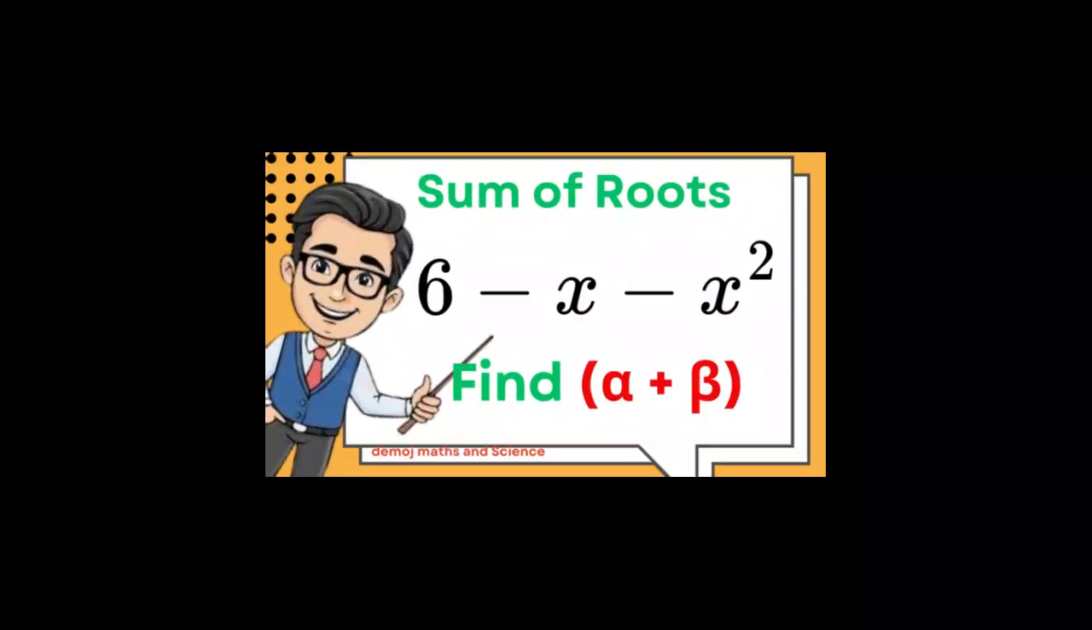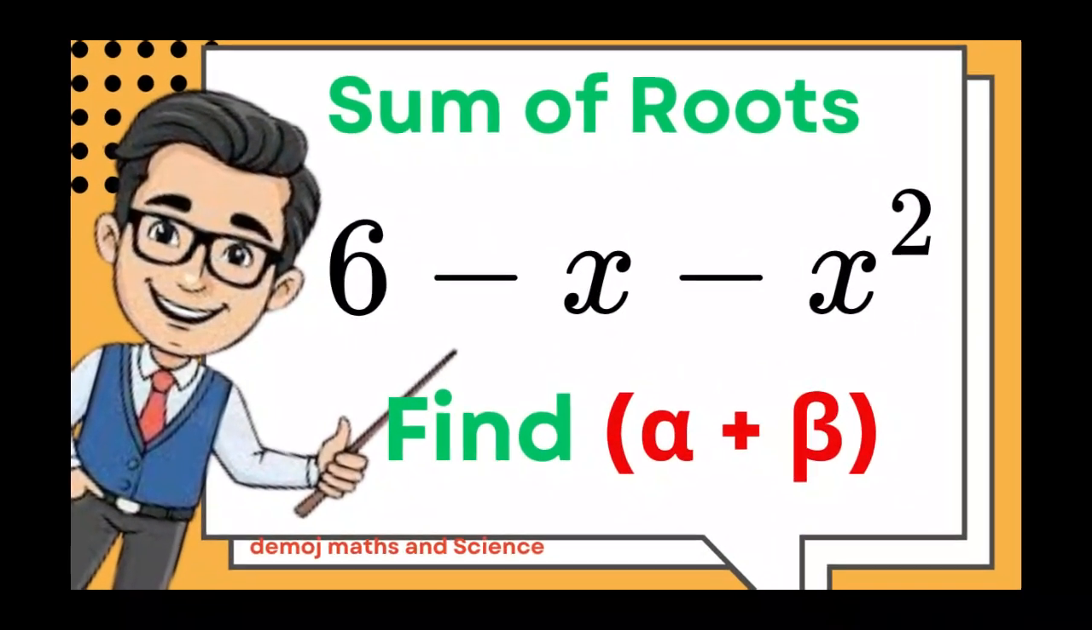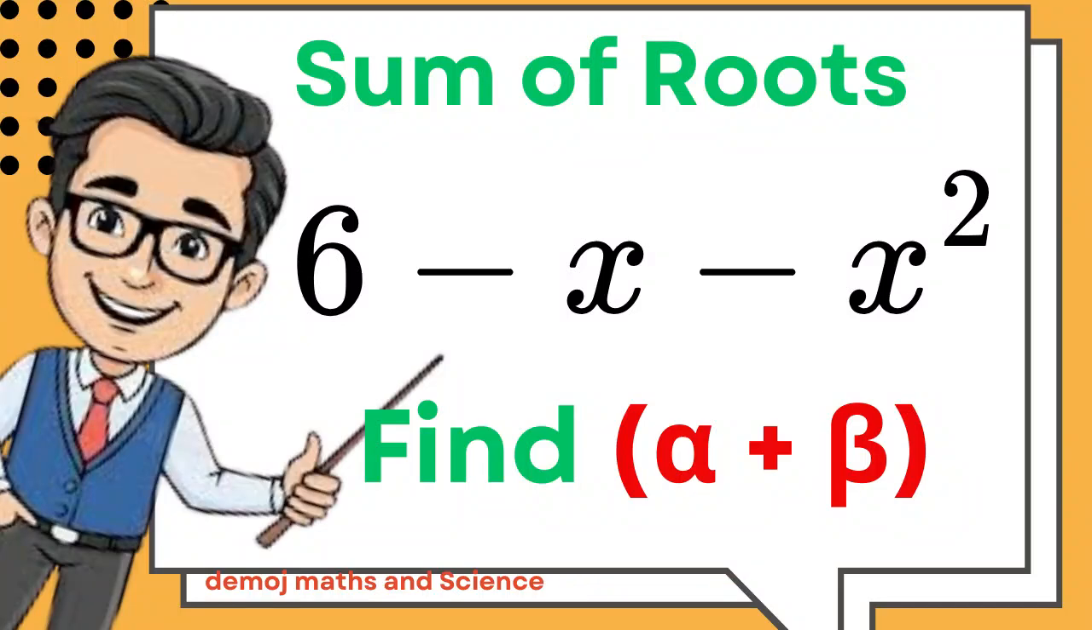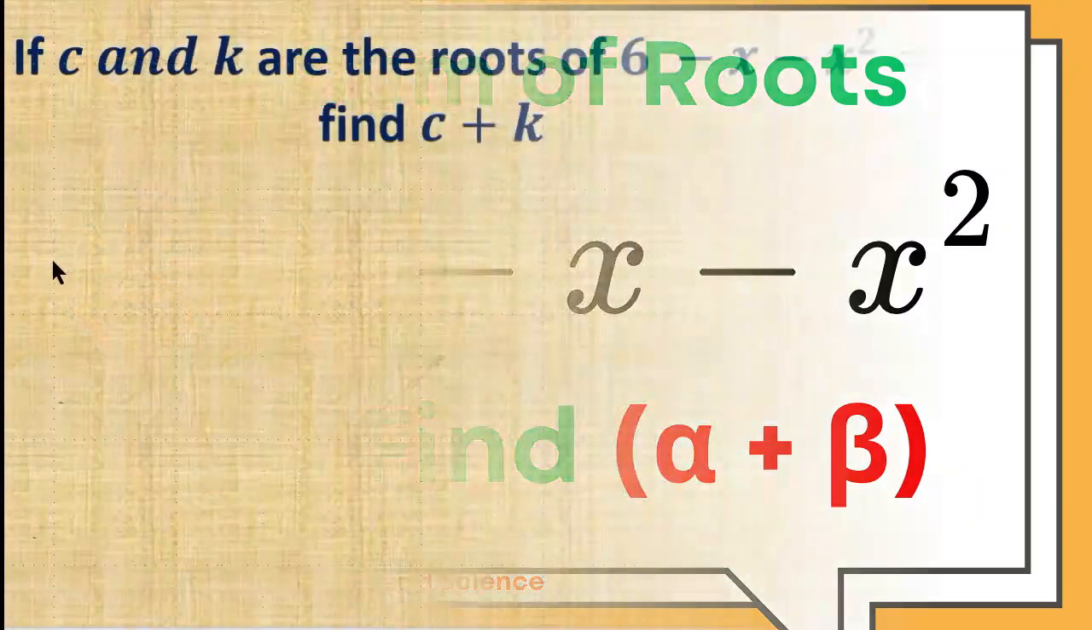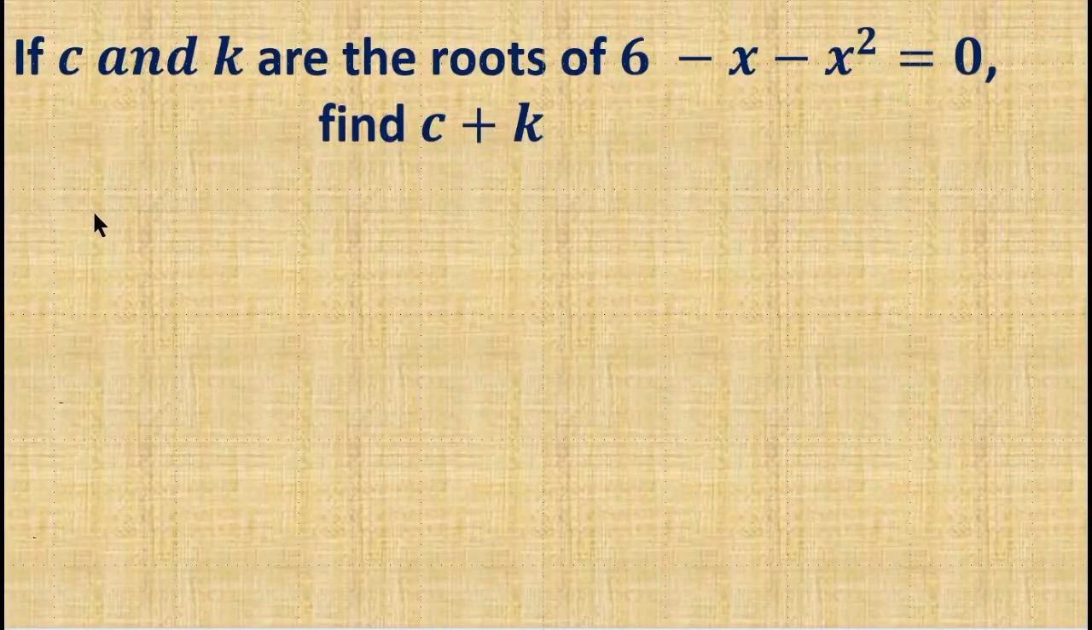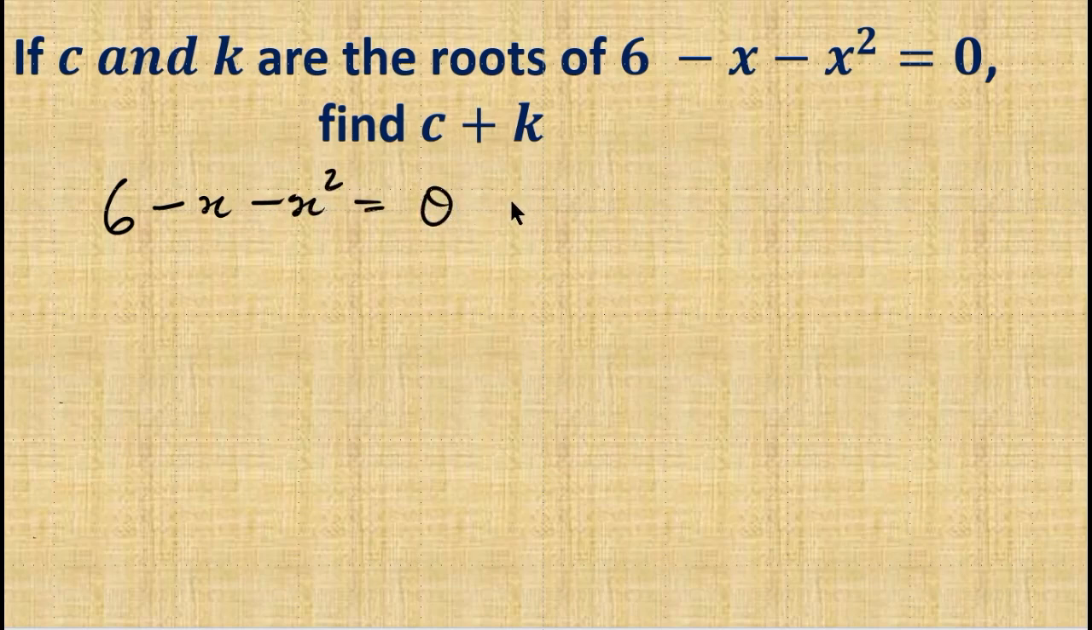Today we'll be looking at this question on the sum of roots of a quadratic equation. I'll be glad if you pause the video, take a look at the question, then come back to see my solution. Hi, welcome back. Now, our question says the sum of roots of this equation, 6 minus x squared is equal to 0, are c and k. Now, the question wants us to find c plus k.